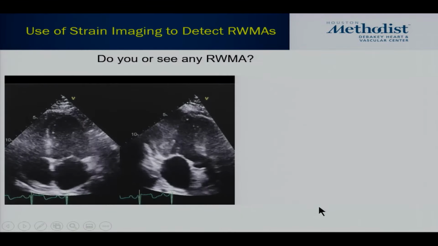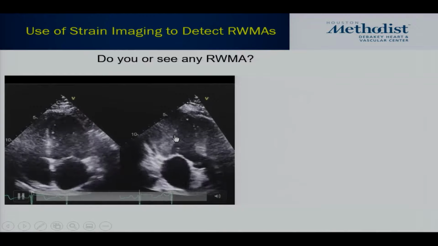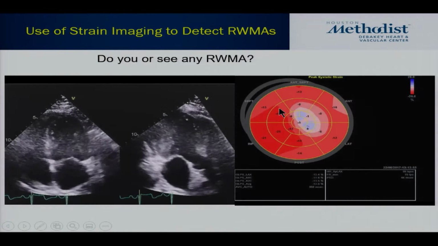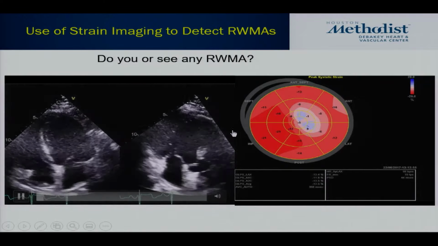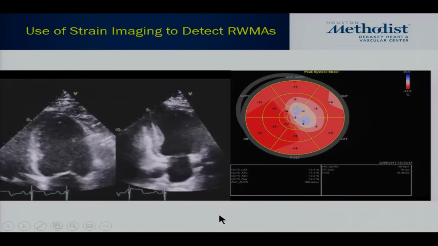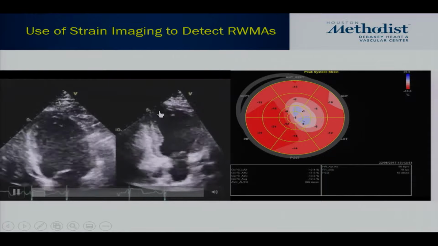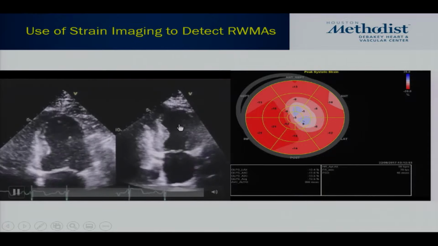And this one was interesting because the apex didn't look so bad, but the strain picked up a really bad area of the apex. So the sonographer actually picked this up and repositioned the transducer, and now it got a beautiful abnormality without the strain. So strain certainly can be very helpful.